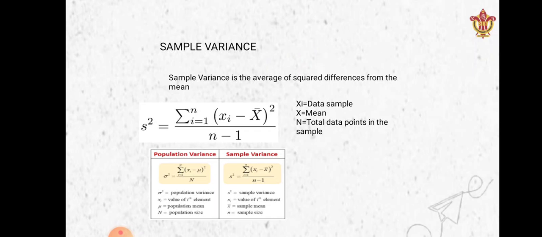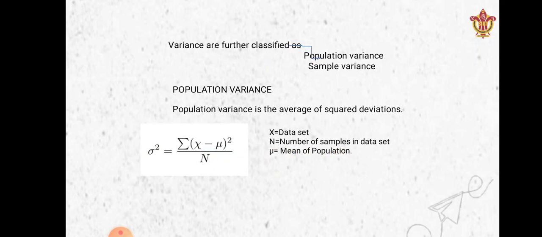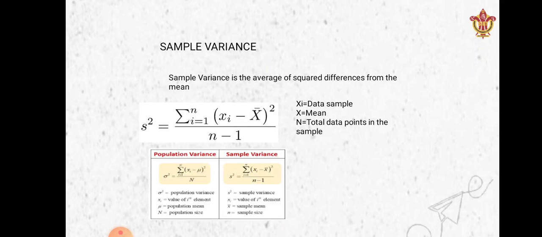Sample variance is nothing but the average of square differences from the mean. Now this is the basic difference. Variance takes the average of the squared deviations, and sample variance calculates the average of the square differences from the mean. So first we need to calculate the differences from the mean, square them, and then take the average.